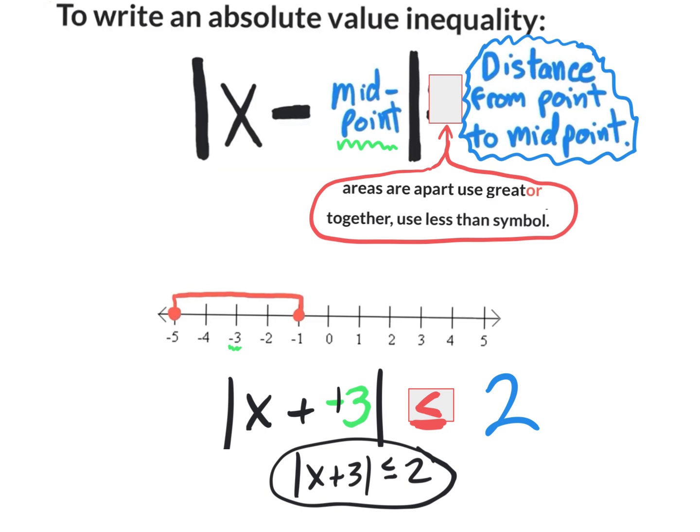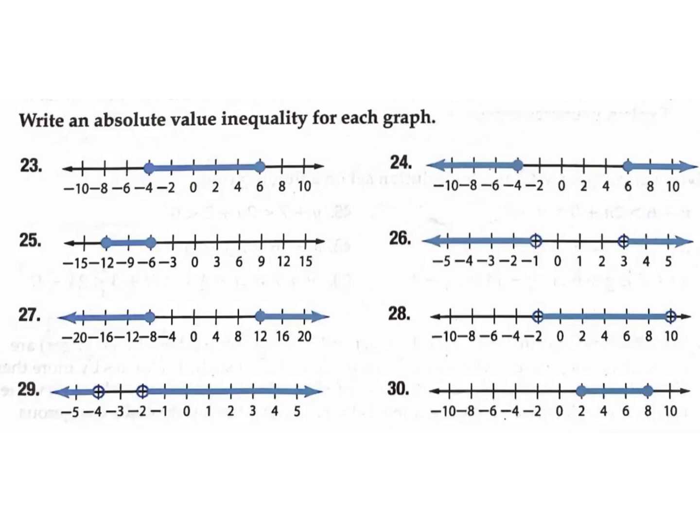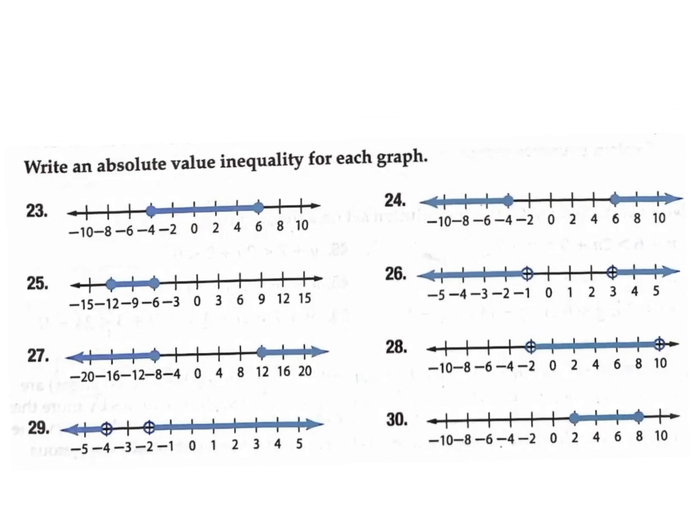So again, you're going to set this up every single time. Absolute value of x minus something, close absolute value. You're going to have an inequality right here, and then the distance from the point to the midpoint, okay? The only way to get good at this is to practice. And that's why on Google Classroom, I have a picture of our textbook. That way you don't actually have to open up your textbook. We have these questions right here. And we're going to do these right now in class.